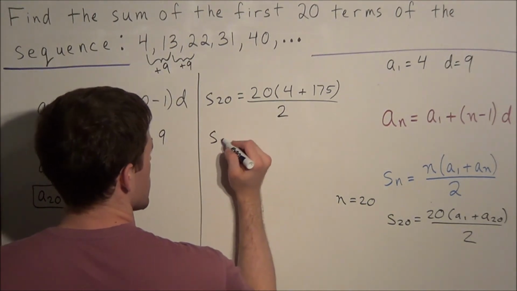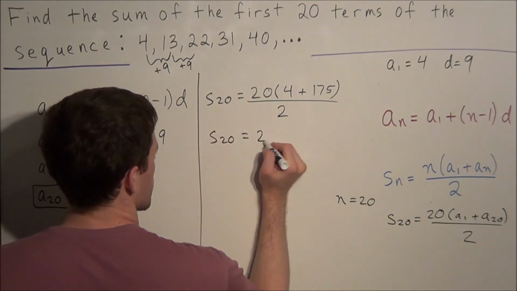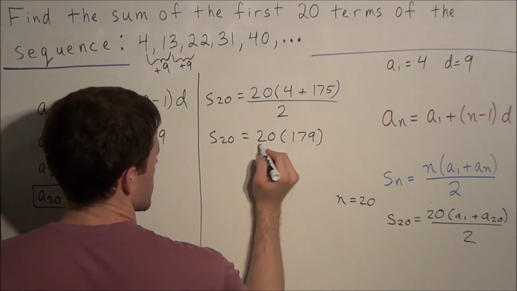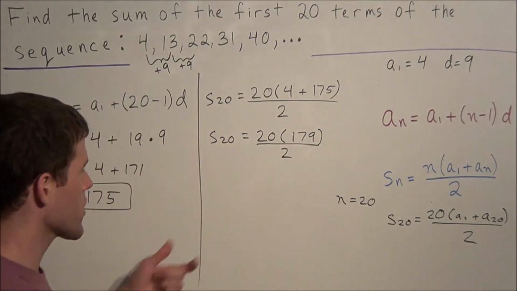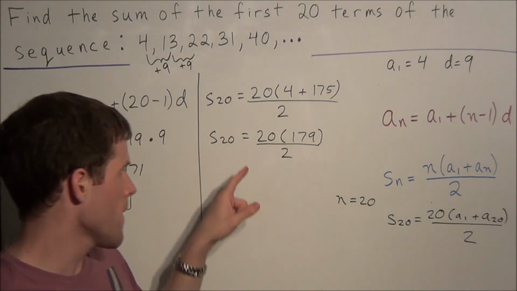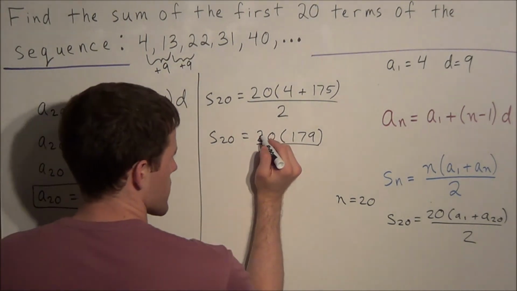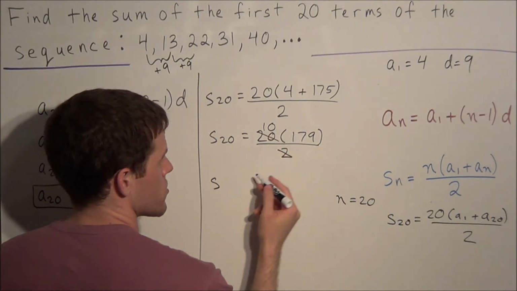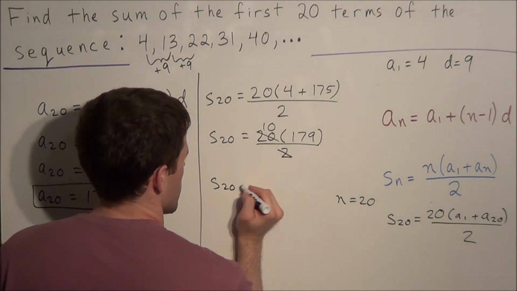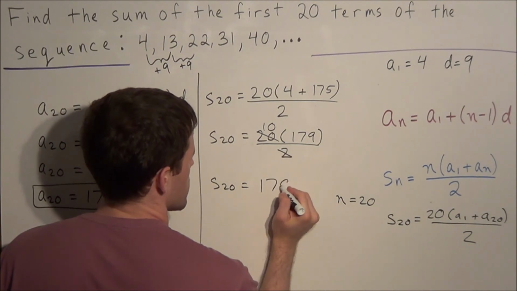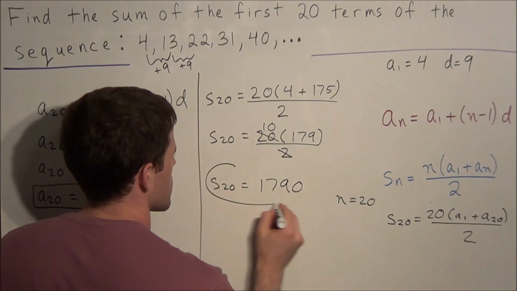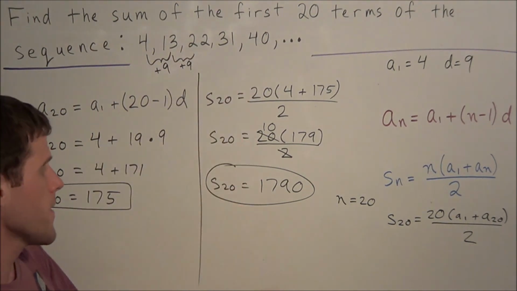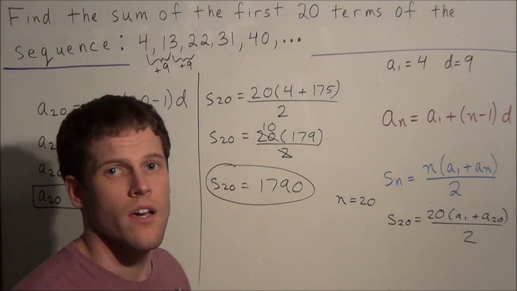For the next line, to simplify this, we have 20 times 179 divided by 2. You can type this in a calculator, or you could just divide. 20 divided by 2 is 10, and 10 times 179 is 1,790. So the sum of the first 20 terms of this arithmetic sequence is 1,790.